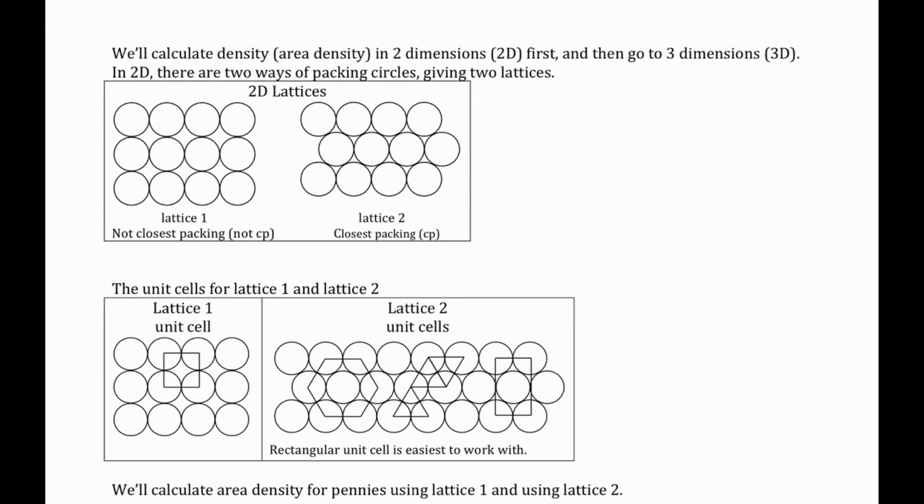Now we have to look at the unit cells for these two lattices. For lattice 1, it would just be that square shown. That repeats over and over to make up that overall lattice. For lattice 2, there are several kinds of unit cells, as shown in that picture. The rectangular one, the one with 90-degree angles, turns out to be the easiest one to work with, so that's the one that we will work with.